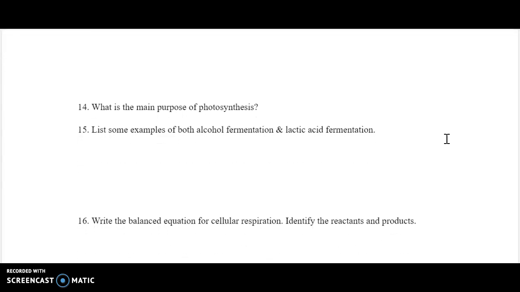Number 14, what is the main purpose of photosynthesis? The main purpose of photosynthesis is to convert energy from the sun to food energy. Food energy or chemical energy.